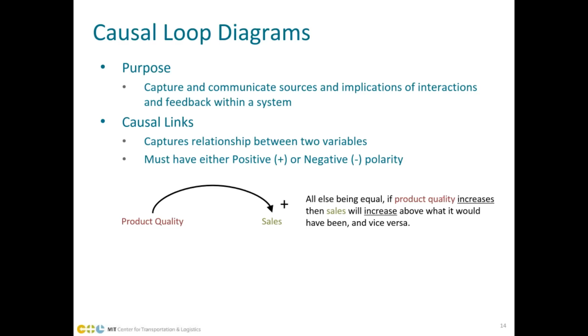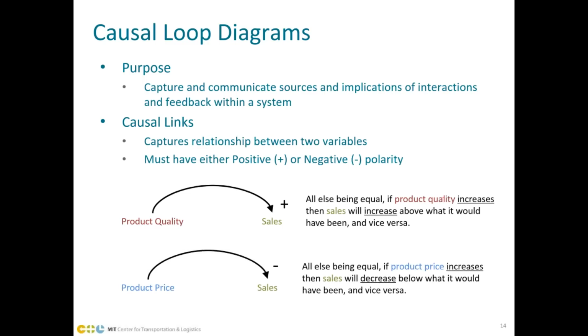Now, this is assuming that all other things being equal, nothing else is changing. We're freezing the rest of the world. This is ceteris paribus. Let's do another quick example. How about product price? If we see product price increasing, we would expect the sales to decrease. So all else being equal, if product price increases, then sales will decrease below what it would have been normally, and vice versa. If product price goes down, then we expect sales to go up. Again, all other things being equal.